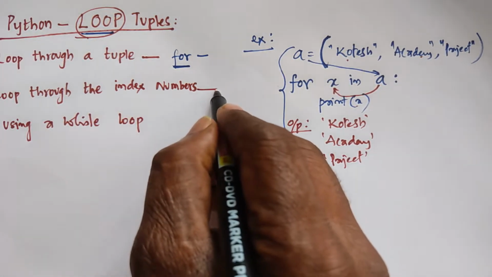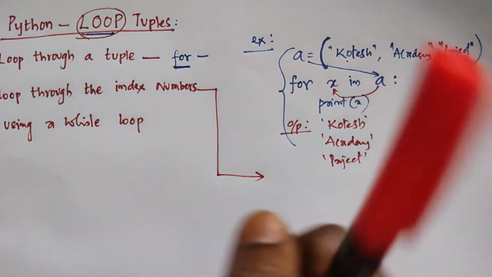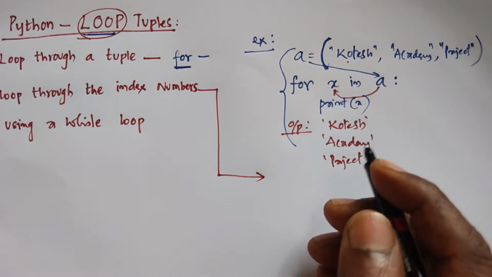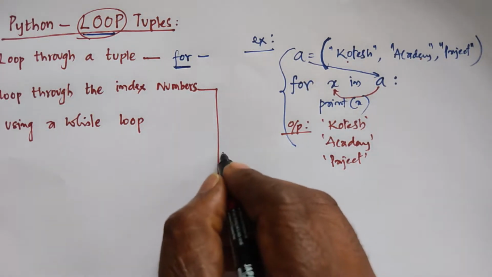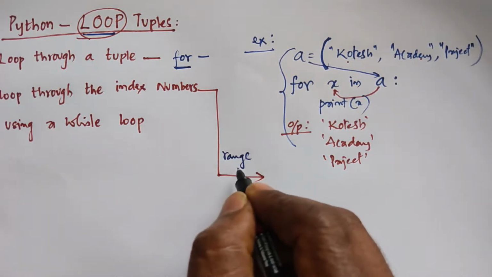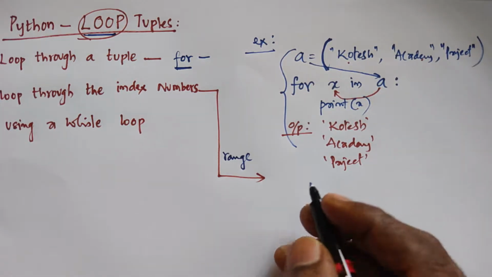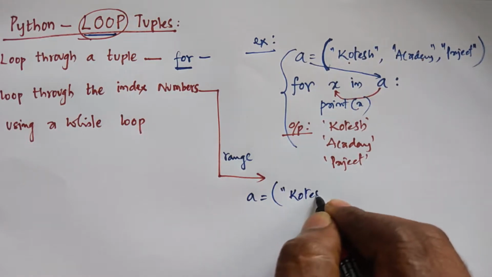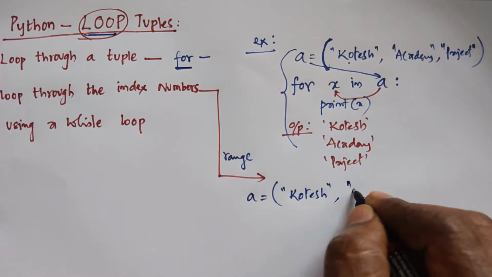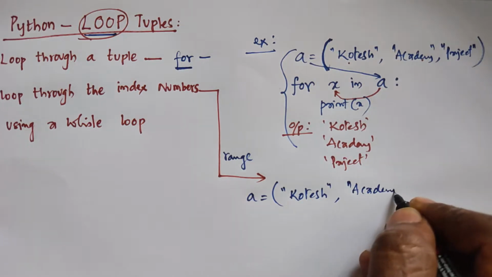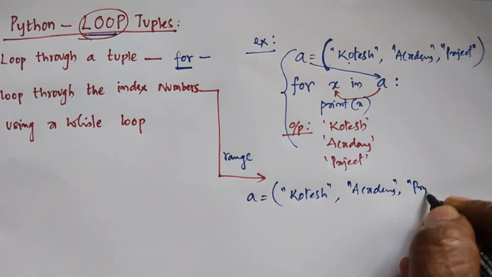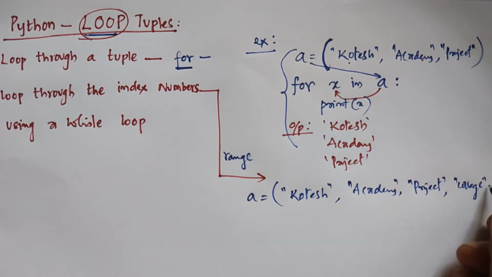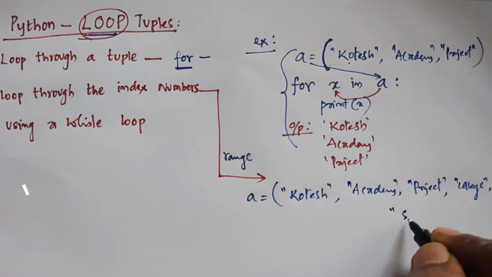Next one is loop through the index number. With the help of the index number we can define it. So at this moment we prefer the example with range. Okay, how can you define the same example? a is equal to quotation, next academy, next third one is project, fourth one is college, next fifth one is school.